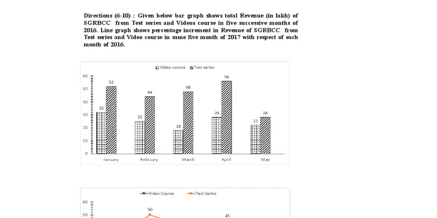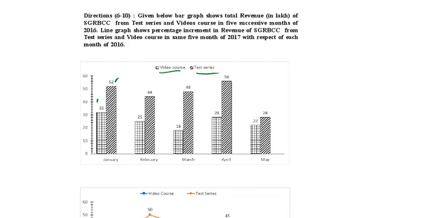So here there are two types of courses. One is the video course, one is the test series. Video course is the first one. This is the video course. This is the test series. When we see square type of bar diagram, that is the video course. When we see slant lines, that is the test series.